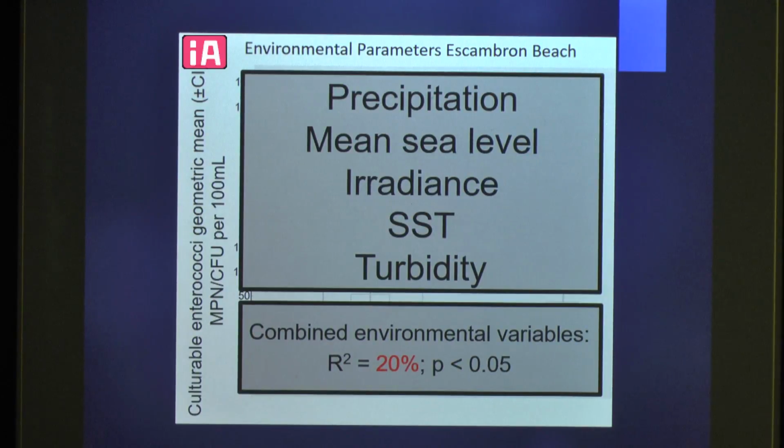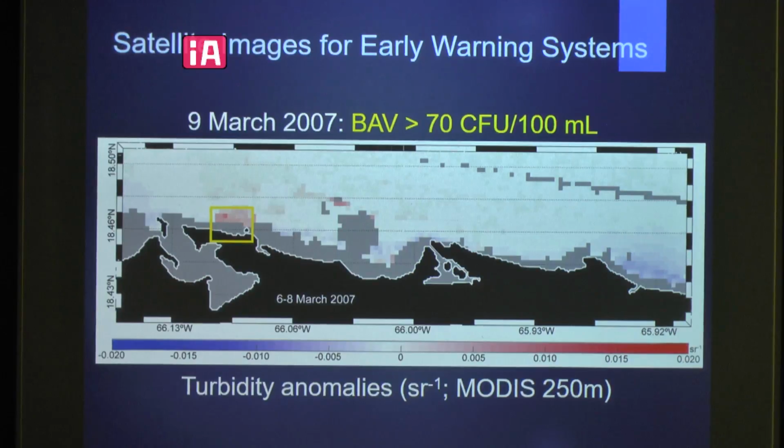In order to look more into satellite images, I selected March 9 of 2007, and the reason for this was because the concentration of the bacteria was above that BAV value, suggesting a public health concern.